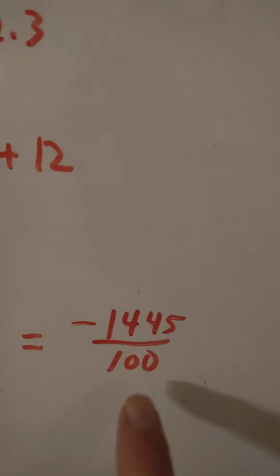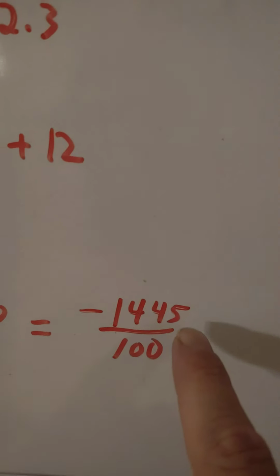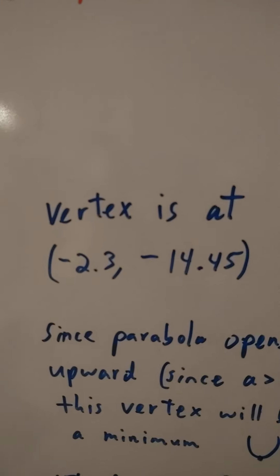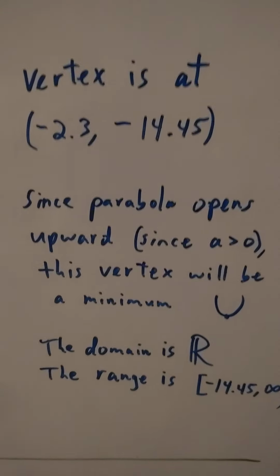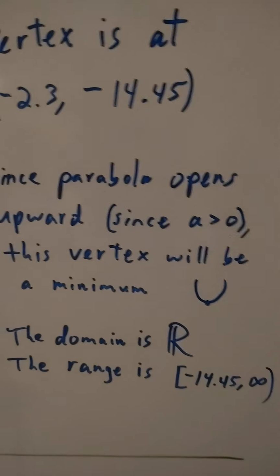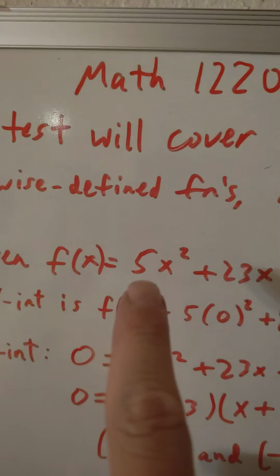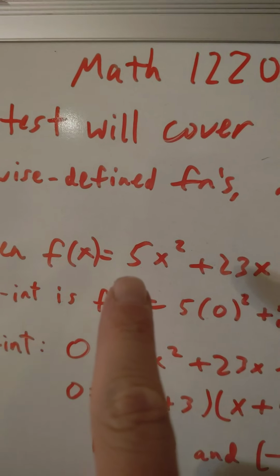By the way, if you divide this by 100, just move the decimal point, which is always assumed to be at the right of the number, 2 places to the left. So that's where that negative 14.45 comes from. So we found the vertex. We know this parabola opens upward since a is positive. Here's our function. a is the coefficient of the x-squared term. If a is positive, the parabola opens upward. If it's negative, the parabola opens downward.